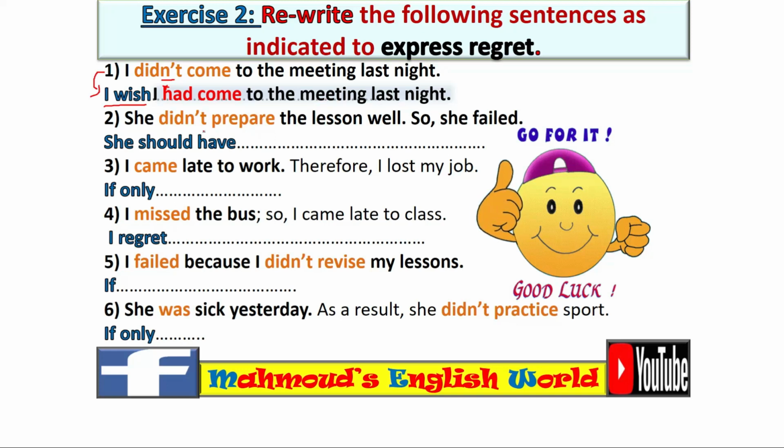Number 2, I didn't prepare the lesson well, so she failed. She should have, past participle. Excellent. Prepared. And because this one is negative, it should be affirmative. Some students might use the effect here, but normally we use the cause to express regret. We regret the cause normally, but we can also use the effect.